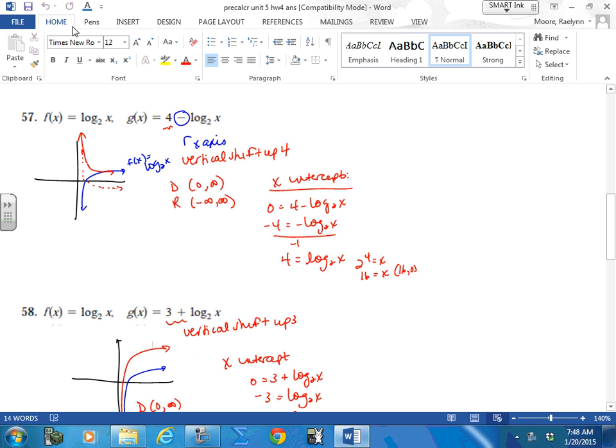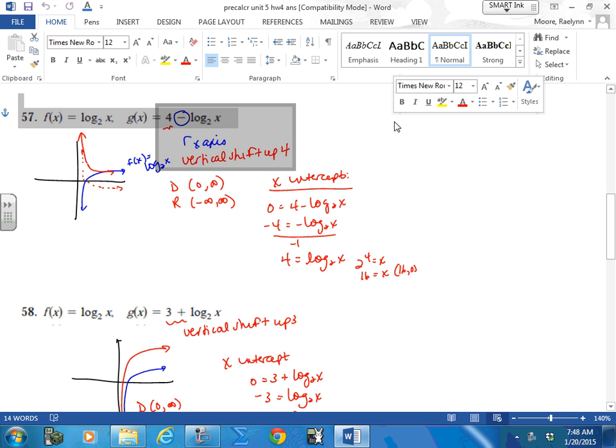You should be able to graph these. We talked a little bit about graphing your logs. We said how to change your base on Friday. Friday? Right, Friday. Okay, and here we go again.